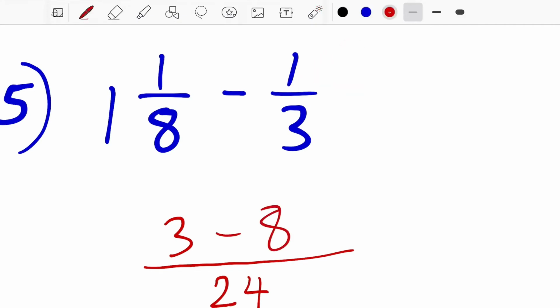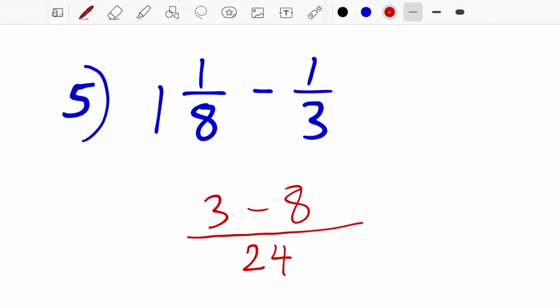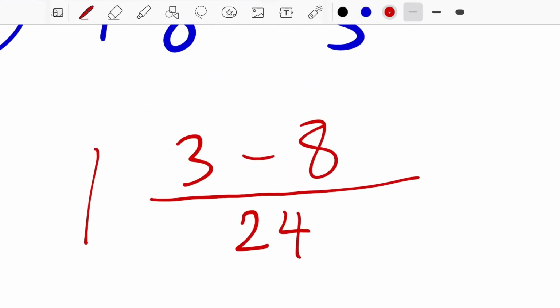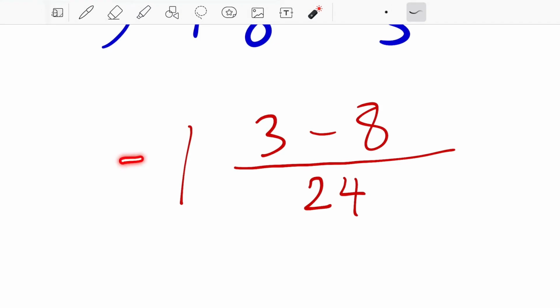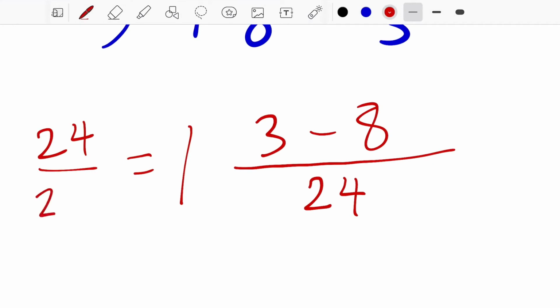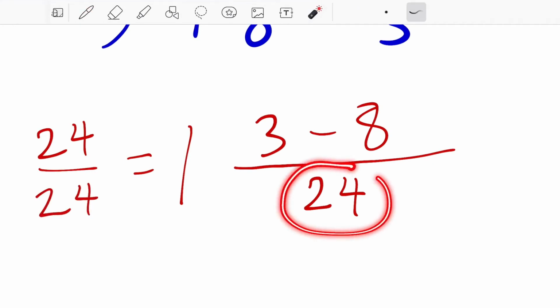So we have 3 minus 8. We know that that cannot. So, well, we still have to carry down our 1. We have 1 whole here. So 1 and 3 24ths minus 8 over 24. So what we need to do, since 3 cannot take away 8, we want to borrow from this. So don't bring across 1. That will be wrong. This 1 whole is really equal to 24 over 24. Remember, our new denominator is 24, and the whole can be written as any number over the same number.